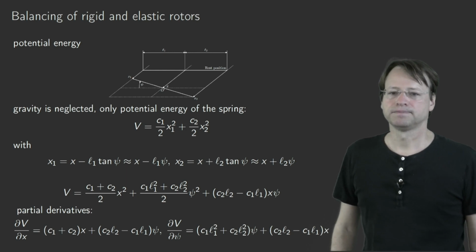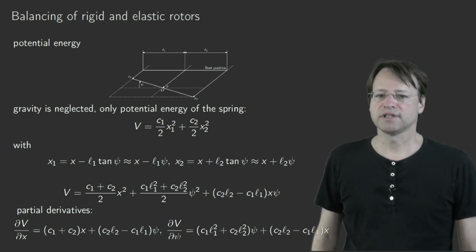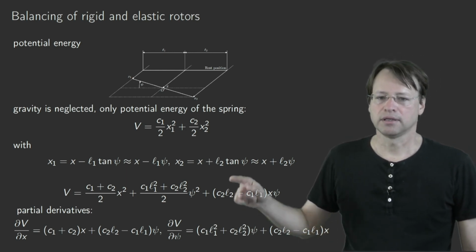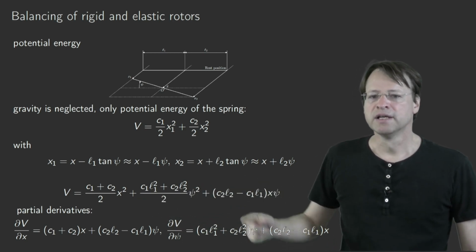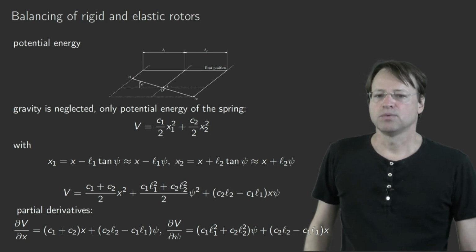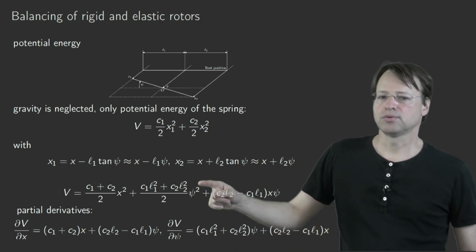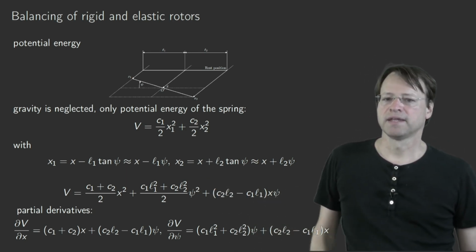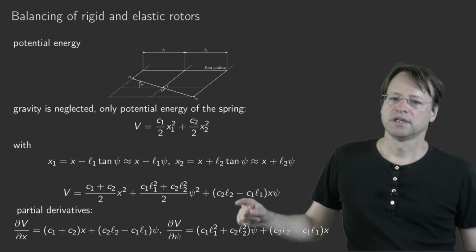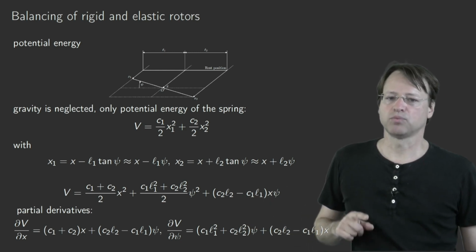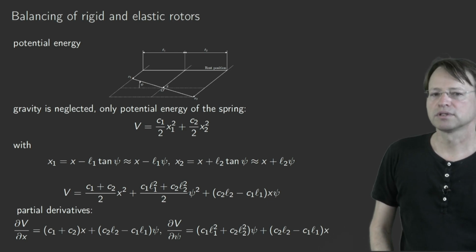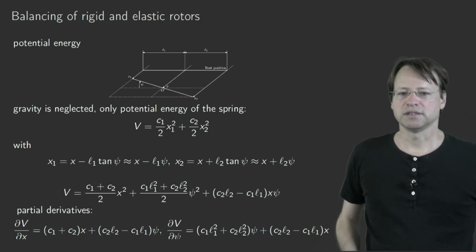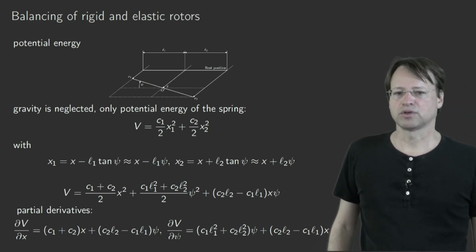So next, we take the derivative of the potential energy with respect to our angle psi. So what we have is, we look at the second term, the derivative of the first term being 0. We have C1a sub 1 squared plus C2a sub 2 squared times psi. And finally, we have from the mixed term C sub 2a sub 2 minus C sub 1a sub 1 times x. Okay. And as I said, this was the part that is easier than what comes now.